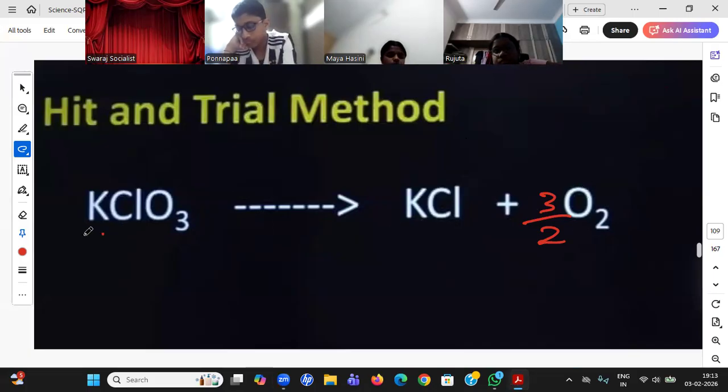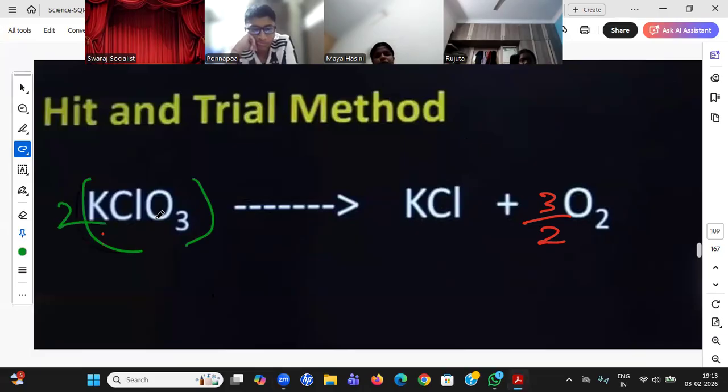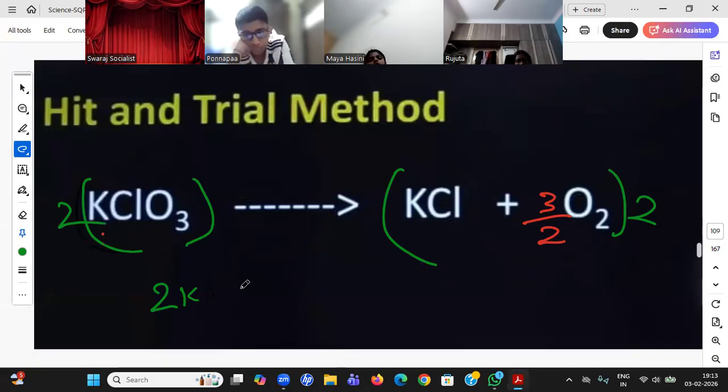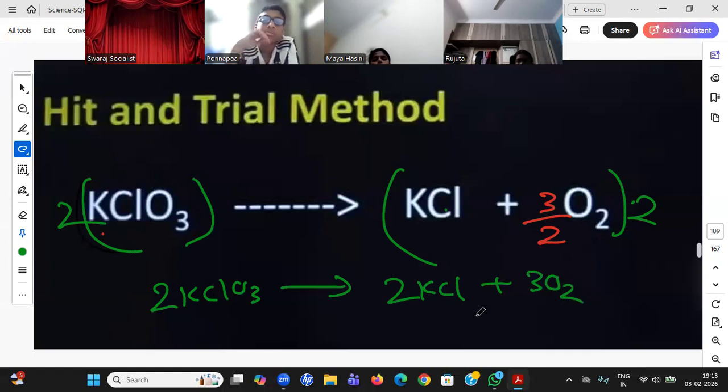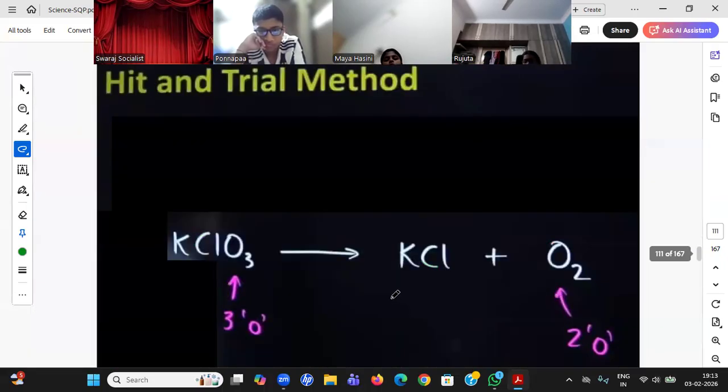So how to avoid fraction? Multiply by 2 on both sides. Sir, I'll multiply by 2 here also, here also. Finish, student. 2 into KClO3, 2 KClO3, 2 into KCl, 2 KCl, 2 into 3 by 2 O2, 3 O2. Balanced. Shrugal, did you understand this way? Yes, sir, I get the answer. You get the answer? Okay.